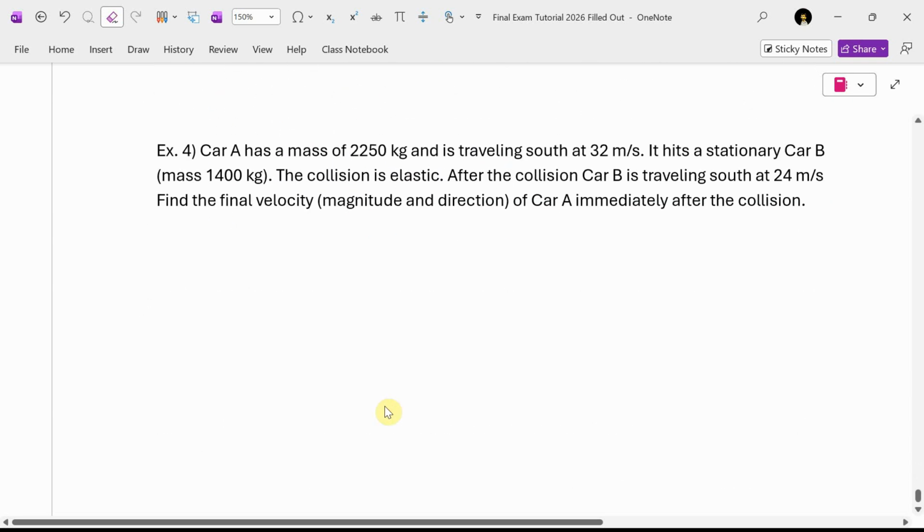Example 4. This is probably the toughest type of collision. Here I was still nice, and I think on the final exam, I always let one of the objects be stationary at the beginning, just so you had a little fewer terms. But here afterwards, they're both moving. It says it's elastic, they bounced apart. So before the collision, what's moving? Car A. So we're going to have the mass of car A, velocity of car A initial.